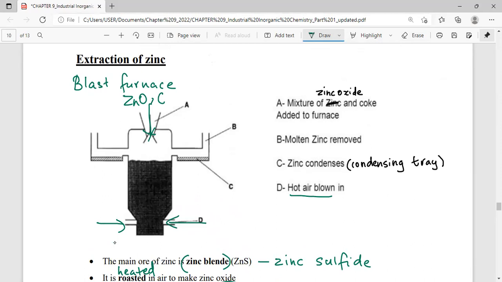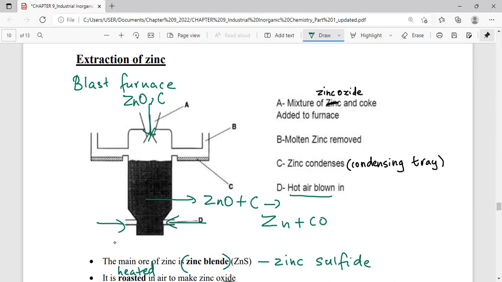So remember, we learned earlier that the blast of hot air will also react with the carbon and the temperature will be increased. So here, inside the furnace, the zinc oxide will react with carbon to form zinc and carbon monoxide. Okay, so this is the simple reaction that takes place here. The zinc oxide is reduced by carbon to form zinc and carbon monoxide.